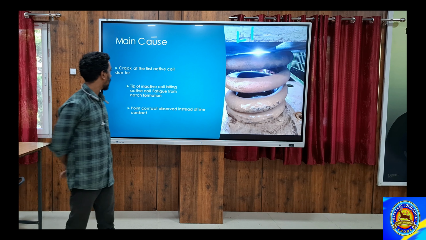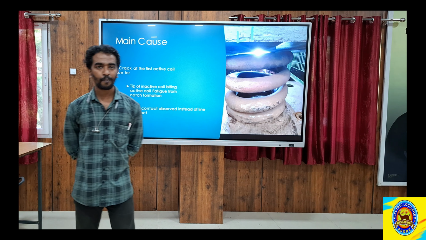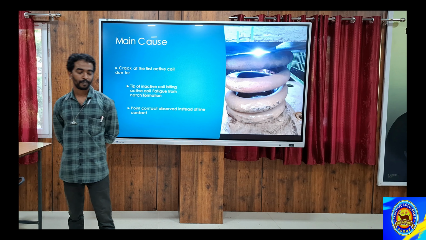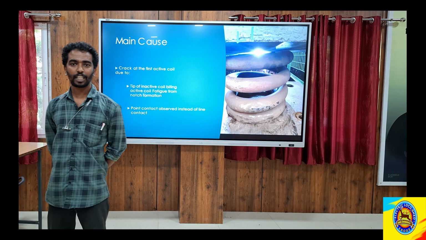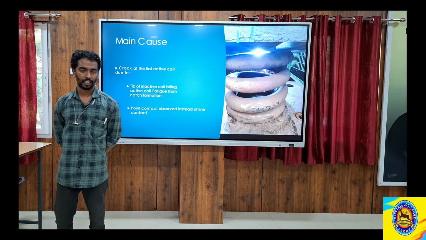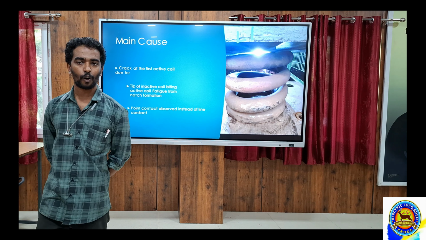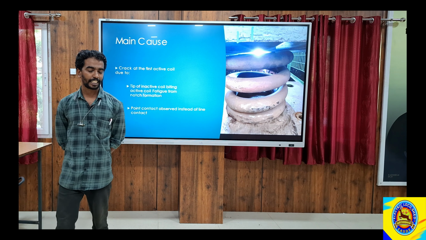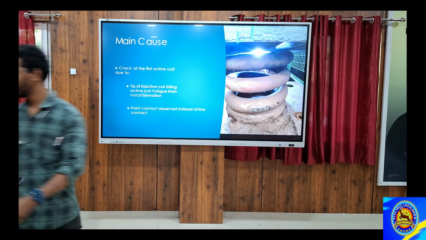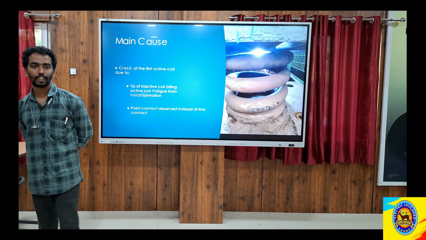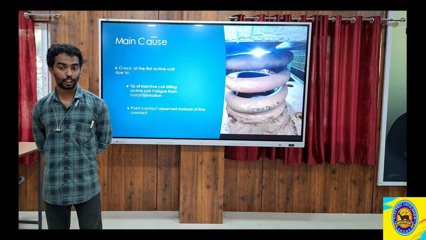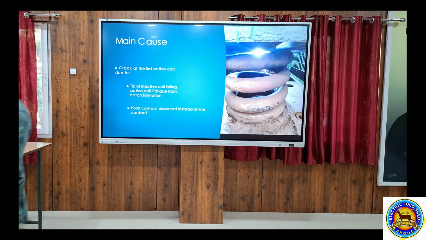The main cause of why the crack is happening: the crack happens when the inactive coil comes in contact with the active coil. Contact here does not mean normal contact; it is some type of pointed contact. When this pointed contact makes notches on the active coil, these notches lead to fatigue, and lastly it leads to the breakage of the spring.